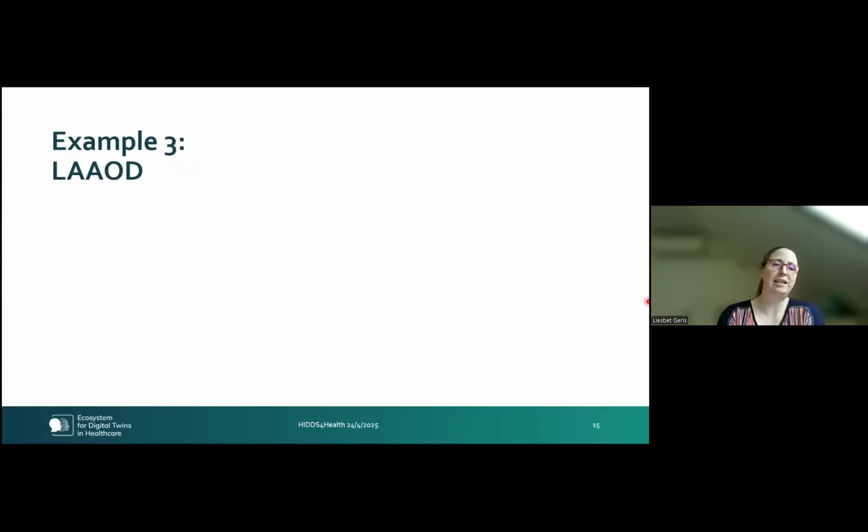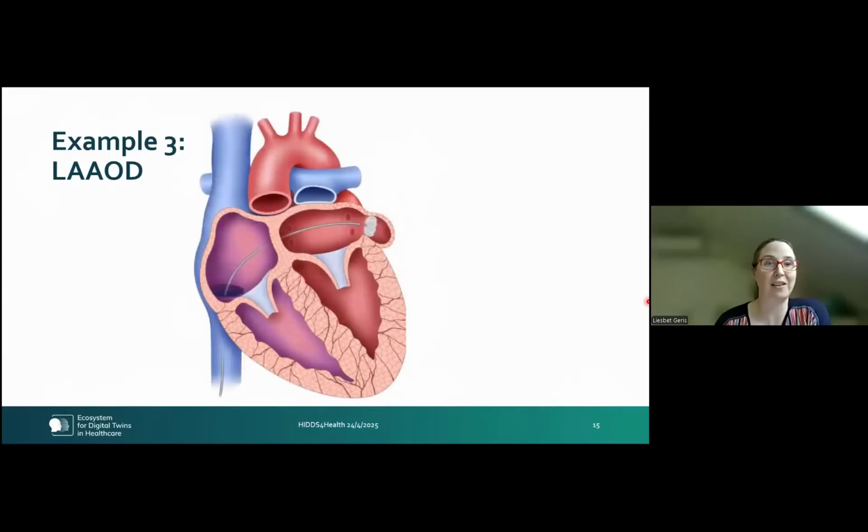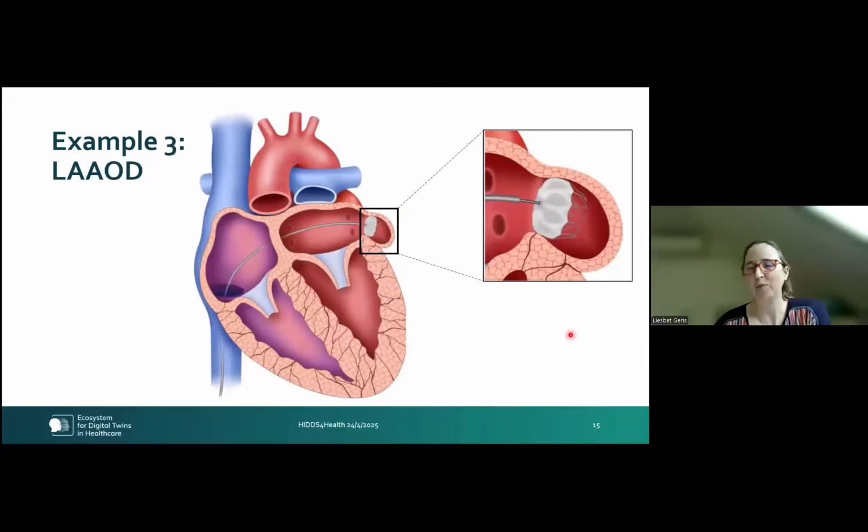The third example is the left atrial appendage occluder device. So we actually have an appendix in our heart, and that is what you see here on the right-hand side. This little blob, that is the appendix. If we zoom in, you see it here. And for patients with atrial fibrosis, this can lead to blood clotting. So what then happens is that they try to occlude, stop the access of the blood flow to this appendix.